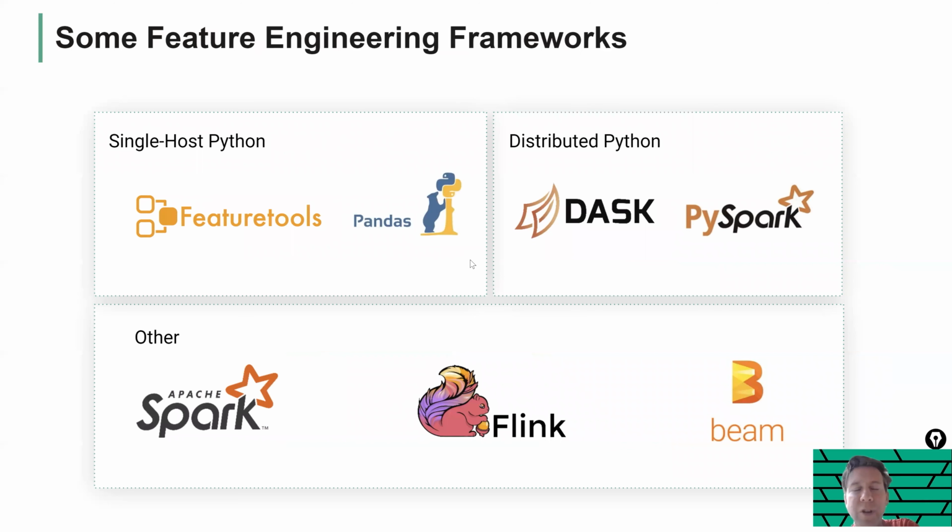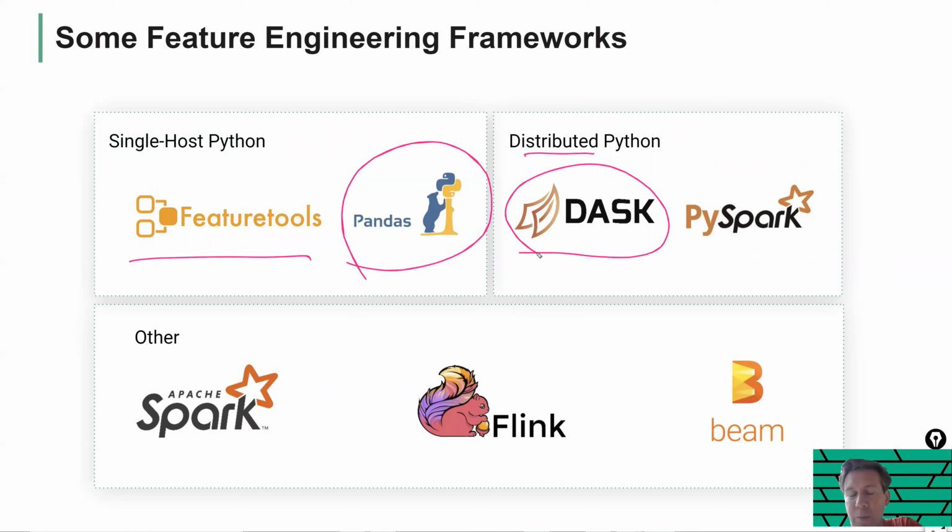So how do we do feature engineering? If we're assuming Python is the lingua franca for feature engineering, and you're doing single host, small amounts of data, pandas is obviously a workhorse in this environment. Feature tools is also a good library. If you need to handle larger volumes of data, you're going to have to go distributed. Dask is one framework that's used a bit, but we're going to talk primarily about PySpark today.